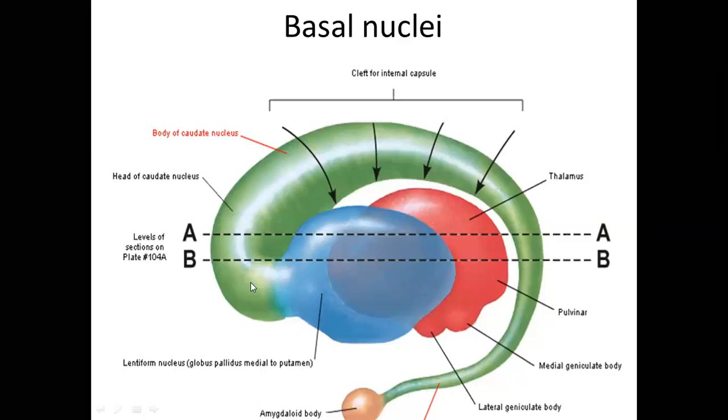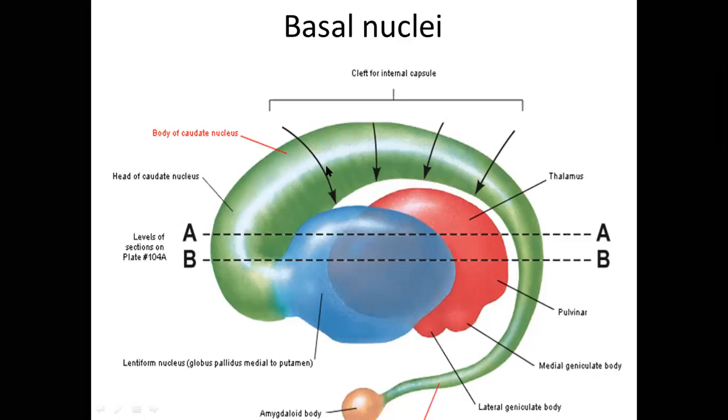The caudate nucleus contains head, body, and tail. The tail of caudate nucleus is related with amygdaloid body or amygdala. This is the amygdaloid body or amygdala. This is the head of caudate nucleus. Head of caudate nucleus lies in the anterior horn of lateral ventricle. Then the body lies in the central part of lateral ventricle, and the tail goes to the temporal lobe. This is about caudate nucleus.